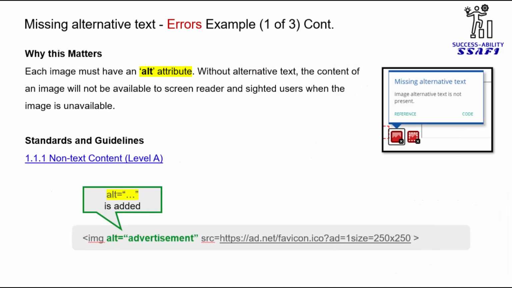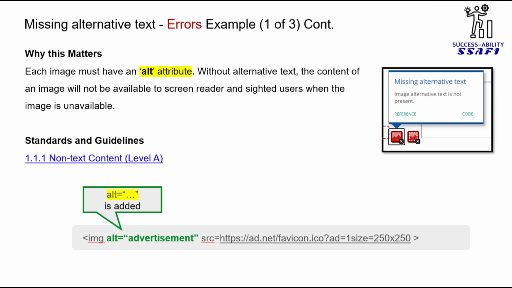Why this matters? Each image must have an alt attribute. Without alternative text, the content of an image will not be available to screen reader and sighted users when the image is unavailable. Missing alternative text is not only a violation of Web Content Accessibility Guidelines, WCAG, for informative non-text content, but it also significantly impacts SEO, search engine optimization. This underscores the crucial role of alternative text in both accessibility and search engine visibility.